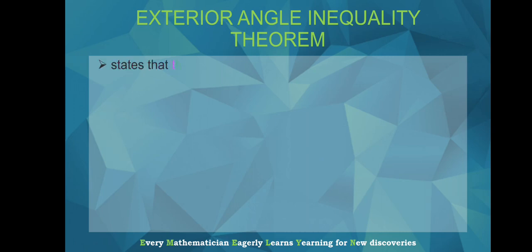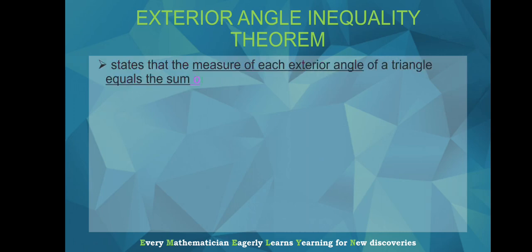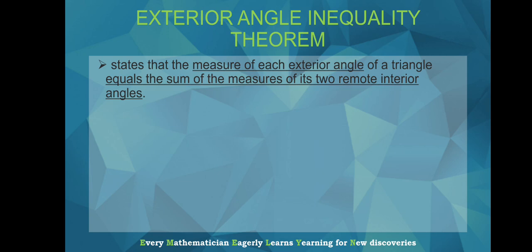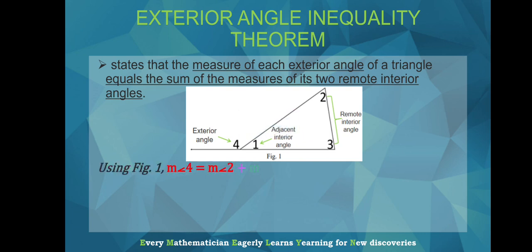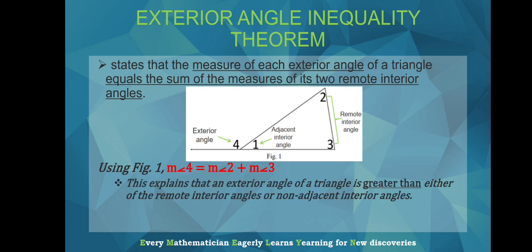The exterior angle inequality theorem states that the measure of each exterior angle of a triangle equals the sum of the measures of its two remote interior angles. Using Figure 1, measure of angle 4 equals measure of angle 2 plus measure of angle 3. This explains that an exterior angle of a triangle is greater than either of the remote interior angles, or non-adjacent interior angles. Using Figure 1, measure of angle 4 is greater than measure of angle 2, and measure of angle 4 is greater than measure of angle 3.